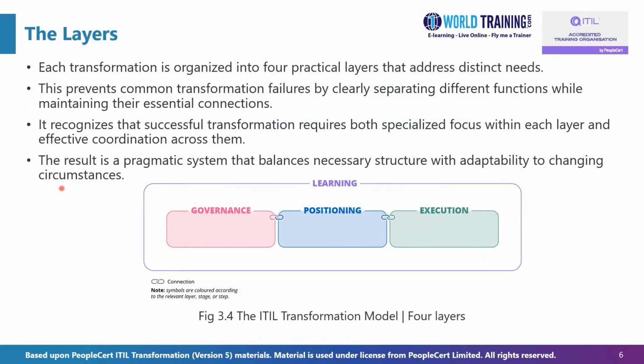So we see here a more zoomed out picture of the previous slide without showing the stages and steps. We can see clearly the 4 layers, namely governance, positioning, and execution, whereas learning happens throughout the transformation. So it is shown as encompassing the remaining 3 layers. Whereas you might recollect in the previous diagram on the previous slide, which had the entire transformation model, we could also see the steps within each of the stages, and those stages are again part of those layers as well.